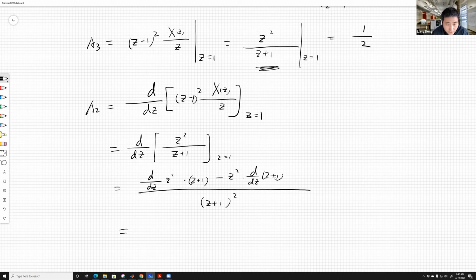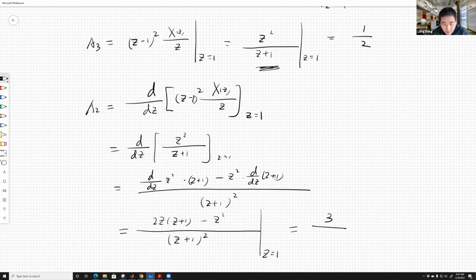So we find the first part is 2z times (z plus 1), subtract z squared times 1, over (z plus 1) squared. You can express this out, but because I'm evaluating at z equal to 1, you plug in 1, so it becomes 2 times 1 times 2, which is 4, subtract 1, so it's 3, over 1 plus 1, 2, squared is 4. So I find A2 is 0.75.